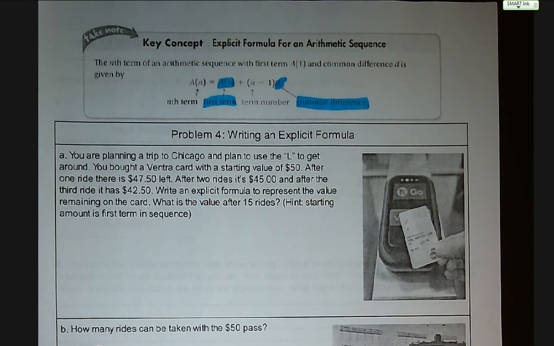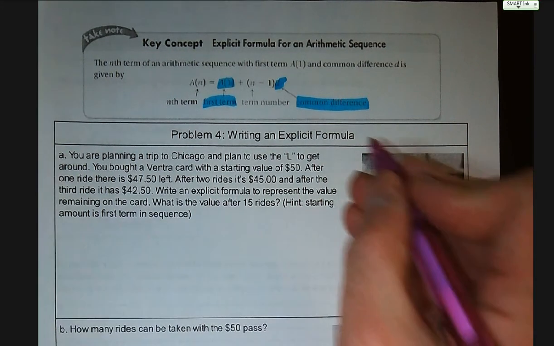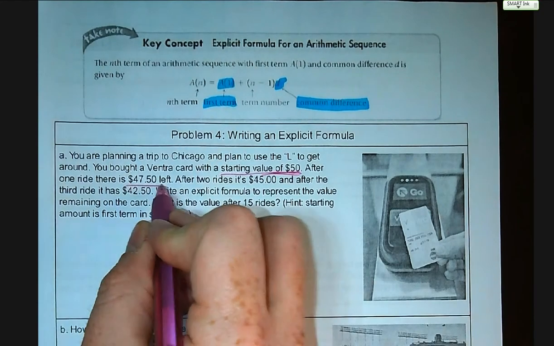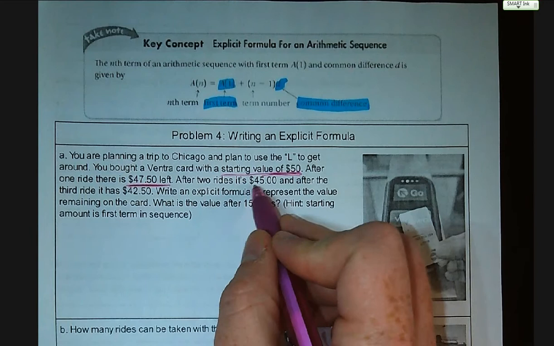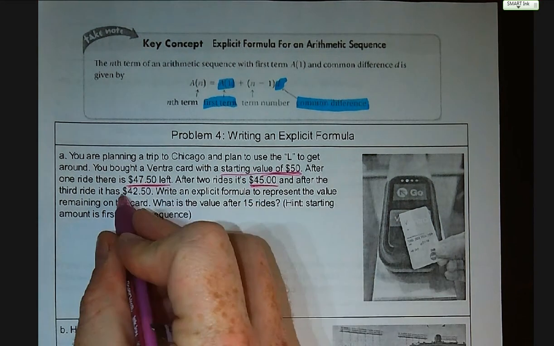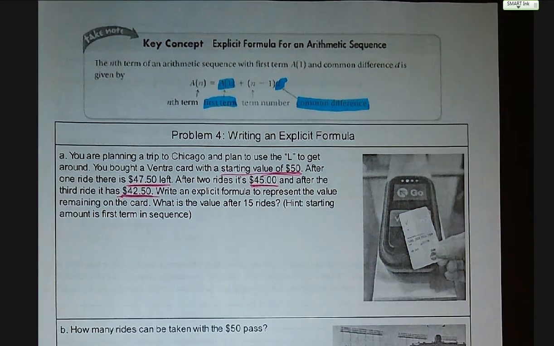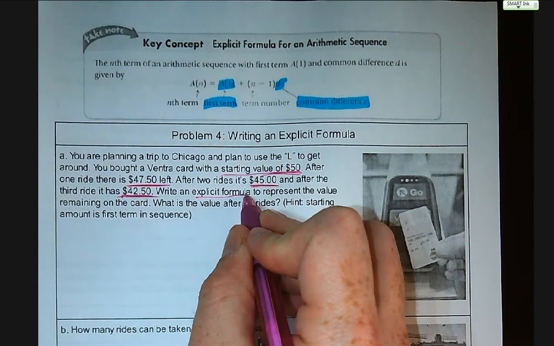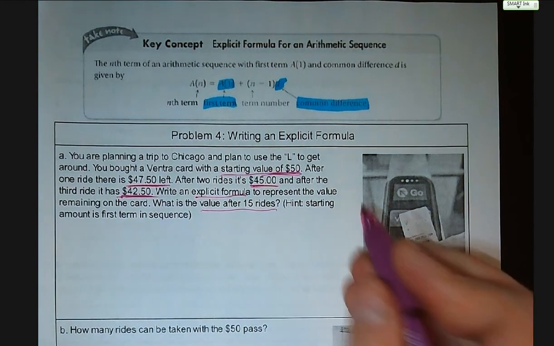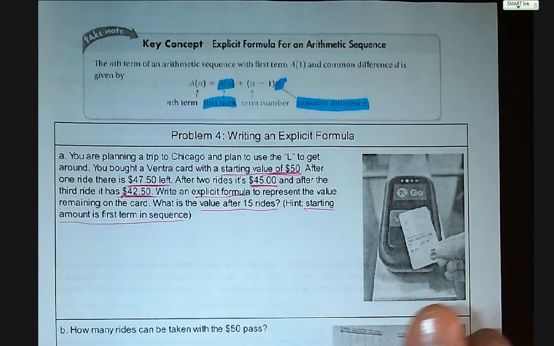So for problem A, you were planning a trip to Chicago and plan to use the L to get around. You bought a Ventra card with a starting value of $50. After one ride, there is $47.50 left. After 2 rides, it's $45, and after the 3rd ride, it's $42.50. Write an explicit formula to represent the value remaining on the card. What is the value after 15 rides? And the hint is the starting amount is the first term in the sequence.